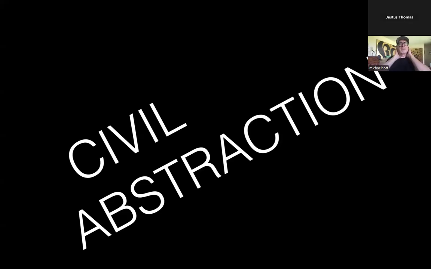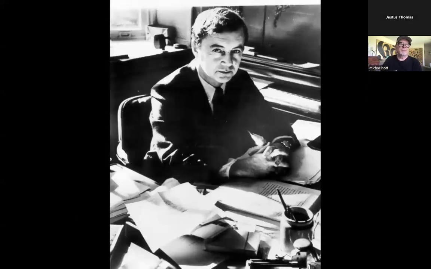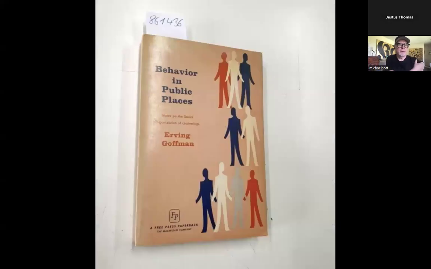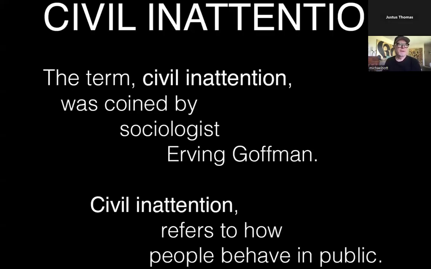So why don't we talk a little bit about civil abstraction, how I got to that term. It's very much based on a sociologist who wrote quite a bit in the late 50s and early 60s, Erving Goffman, and he really examined how people behave in public spaces in modern society. This is one of his books, Behavior in Public Places. Basically, he coined a term called civil inattention. It refers to how people behave in public. He really examines that in this book.